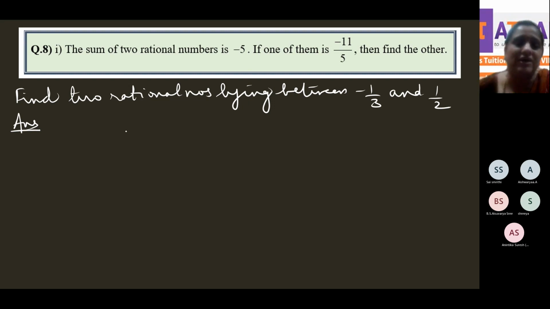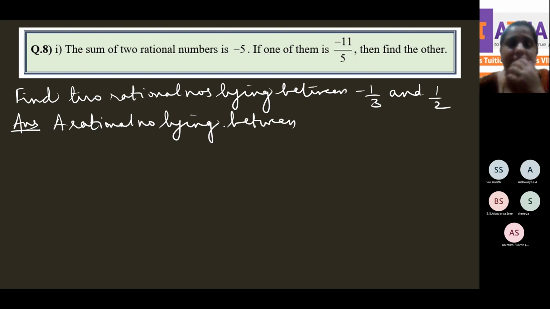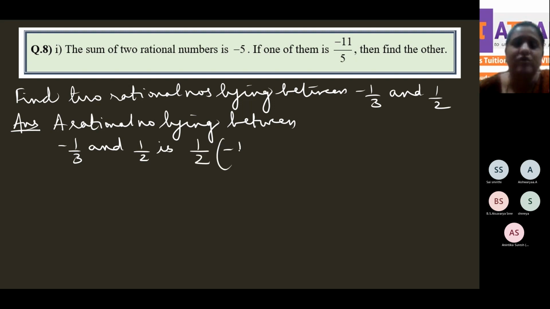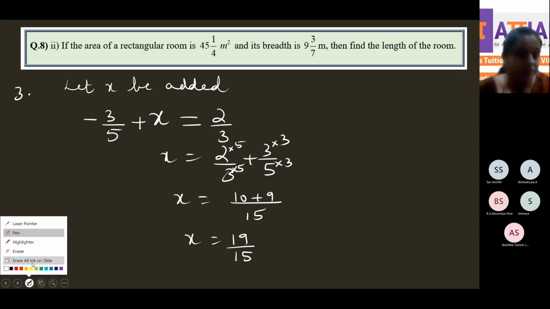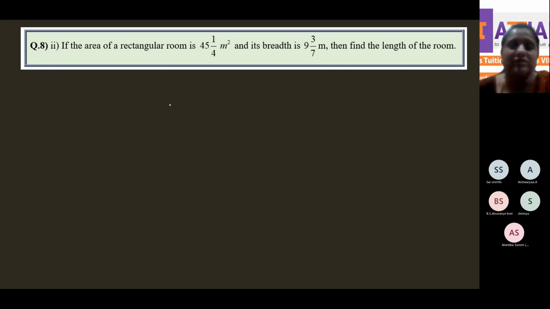So we have -1/3 and 1/2. We have to insert two rational numbers. We begin like this: a rational number lying between -1/3 and 1/2 is half of their sum. See now, you can understand why this will work. Supposing you have two numbers, 4 and 6. Add and divide by 2. That number will definitely be between 4 and 6. I'll repeat.